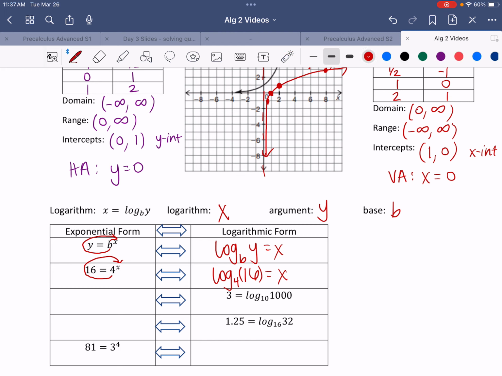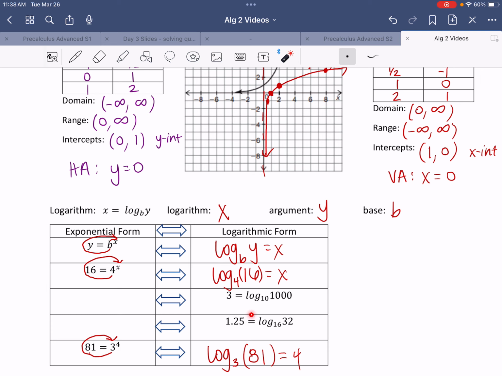I'm going to do the one at the bottom that starts as exponential, so start with your base of 3 and loop it around. So it's going to be log with a base of 3 of 81 equals 4. Right? So this would tell me base 3 needs the 4th power to get to 81.